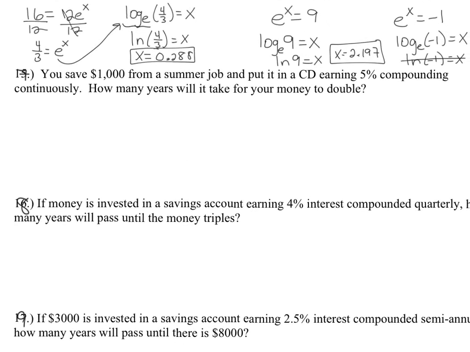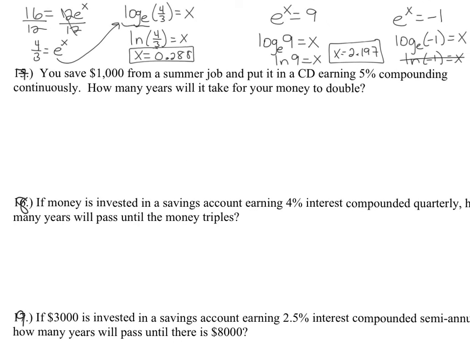So for number 17, you have $1,000 from a summer job and you put it in a CD, a certificate of deposit, earning 5% compounded continuously. So that means I'm going to use A equals P e to the rt because it's continuously. How many years will it take for your money to double? So you save $1,000, that's your principal. Let's see, it's 5%, so 0.05. And you're looking for the time it's going to take to double. Well, if you're going to double 1,000, in the end you want 2,000.